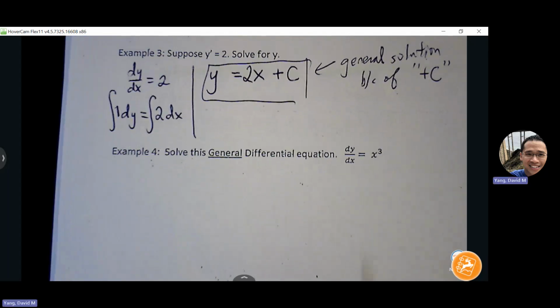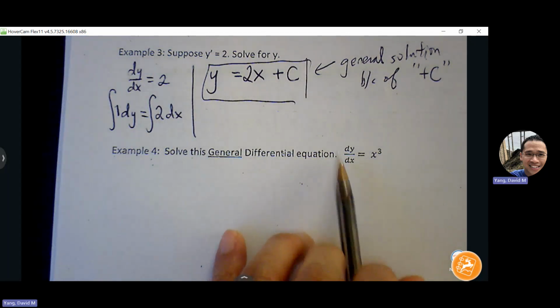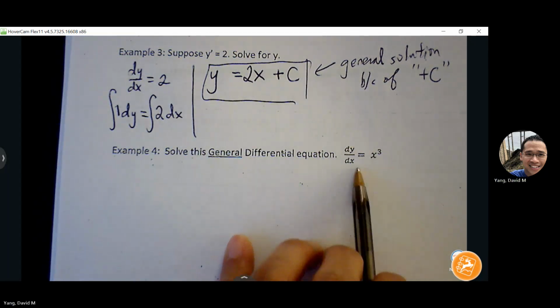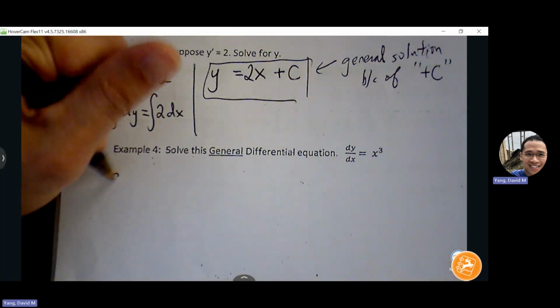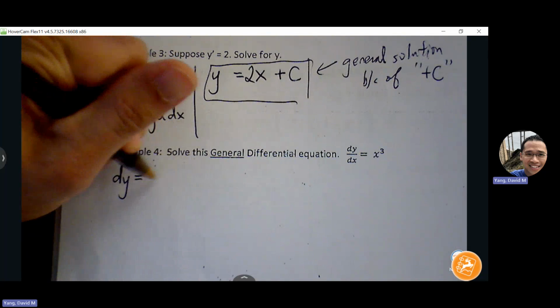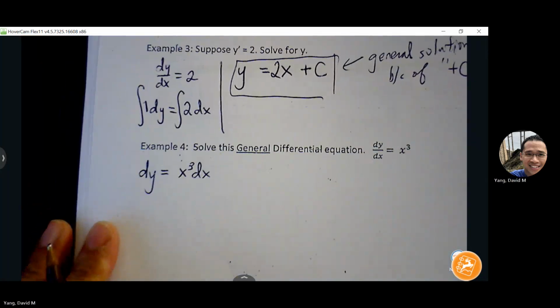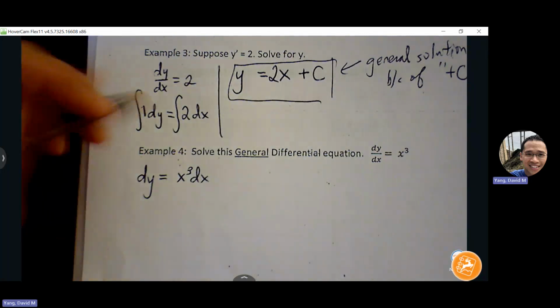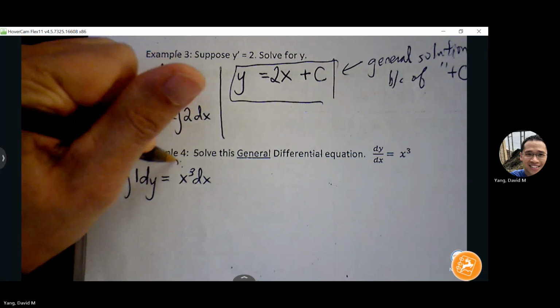Okay, example 4, we're going to find, again, the general solution to the differential equation. Again, I'm going to cross multiply, get the x's on the right and the y's on the left. So dy is equal to x cubed dx. There's a 1 hidden in front. Take the integral.